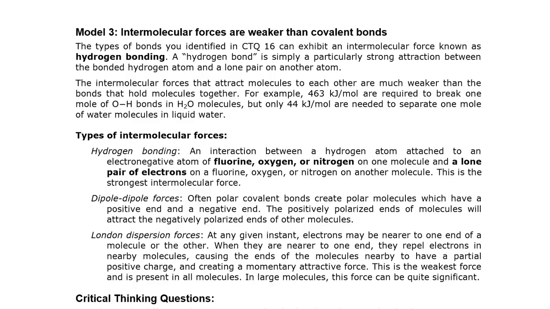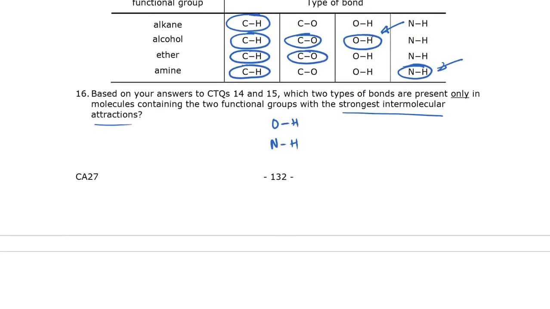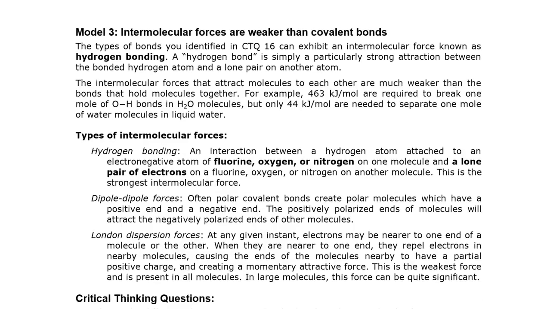So there are 3 types of intermolecular forces, and the strongest one is known as hydrogen bonding. And that's what you identified in this last activity, or this last model. When you have hydrogens bonded to oxygens or hydrogens bonded to nitrogens, that's when you have the capability for hydrogen bonding.